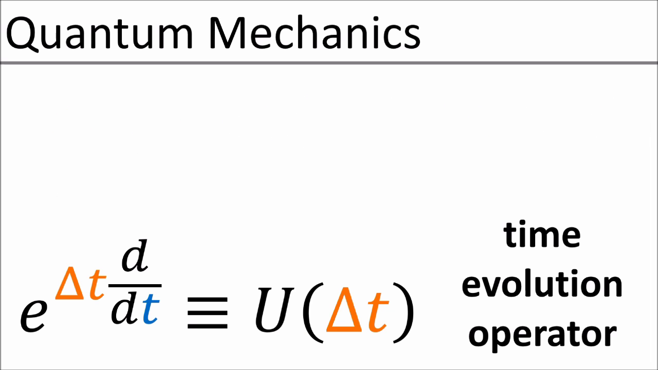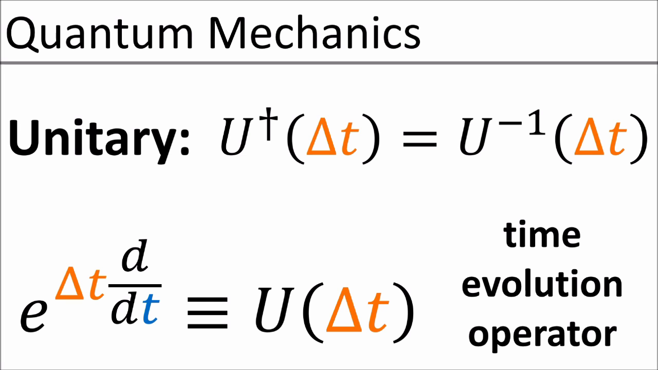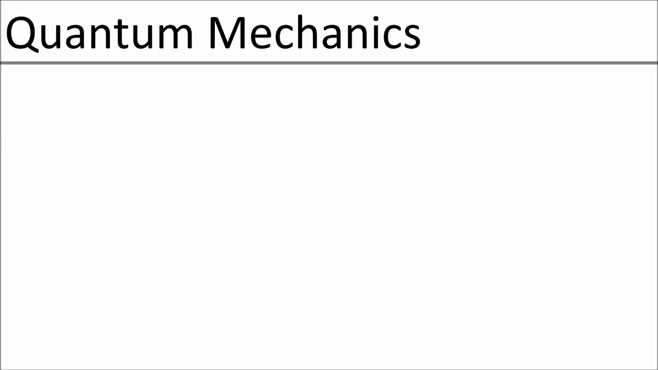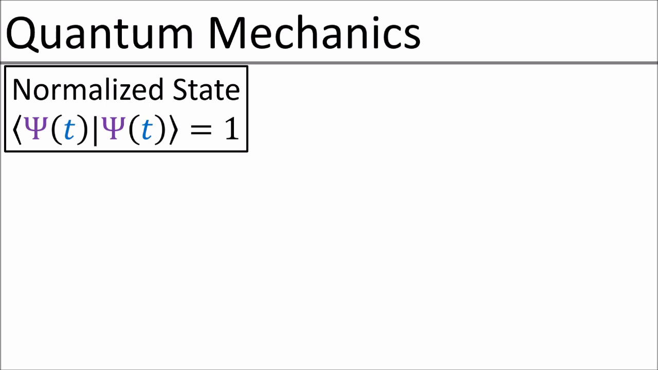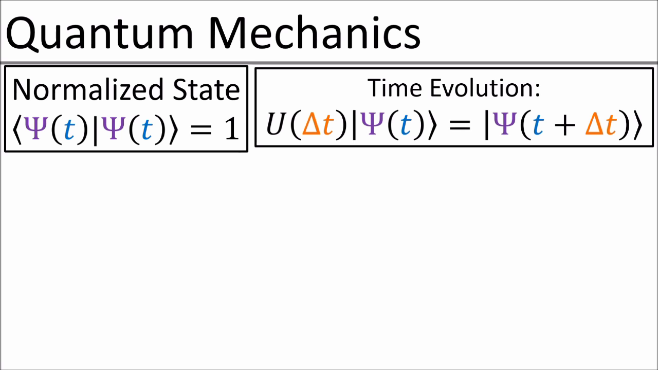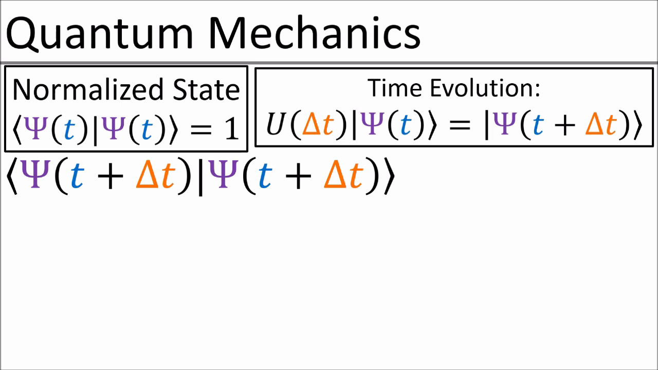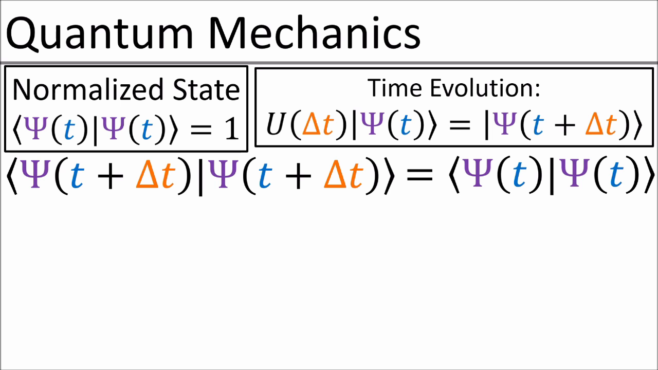Now, a key property of the time evolution operator is that it must be unitary, meaning its Hermitian conjugate equals its inverse. Here's why. At any given time, the state psi of t should have a length of 1. This indicates the total probability of all outcomes is 1. If we move forward in time by a duration delta t using the time evolution operator, the total probability over all outcomes must still be 1.